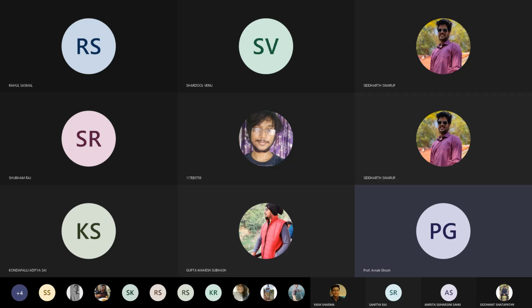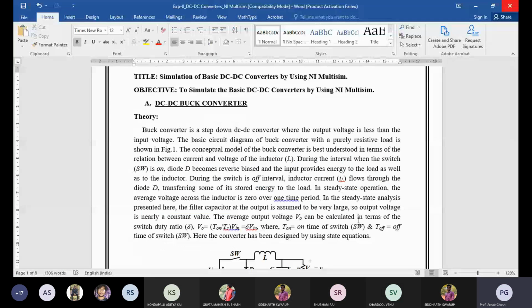Simulations of DC-DC converter by using NI Multisim. Okay, I'll discuss the very simple theory. That theory you know. After that, the simulation will be shown by Ramaprasad sir. Some of the simulation will be shown by us, then the rest of the things you have to complete in your hostel.